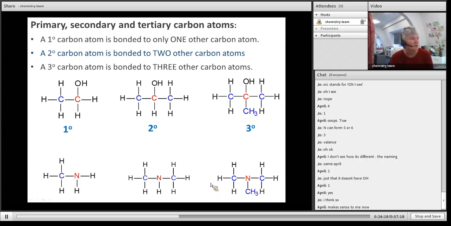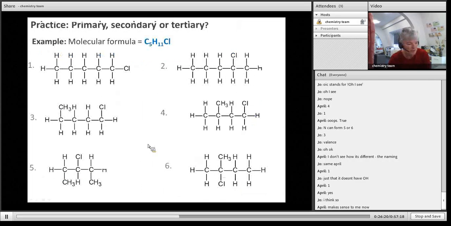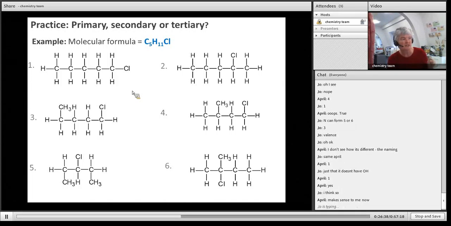Right. So, very quickly, because time is fleeting, primary, secondary, or tertiary. What is number 1? So just say 1, 2, or 3. So look for the functional group. If it's a halogen or an OH, look to see how many other carbon atoms the carbon is attached to. If it's a nitrogen, you look to see how many carbons are attached to the nitrogen. Right, so the first one, the chlorine is attached to this carbon, so this carbon's only attached to one more, so it is a primary.